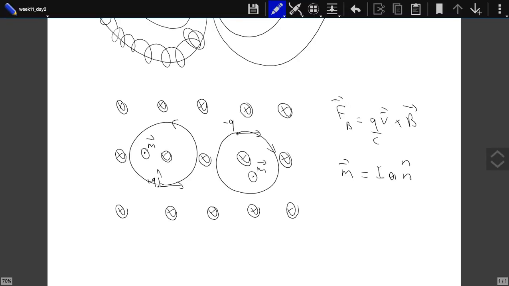So basically, whatever the charge of the object, when it is circling around these magnetic field lines, its dipole moment will be in the opposite direction to the magnetic field. So that is the crucial thing.